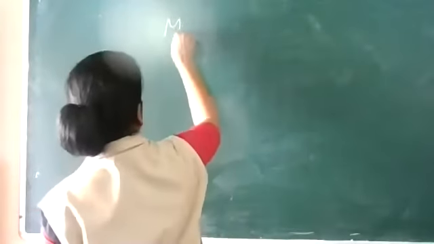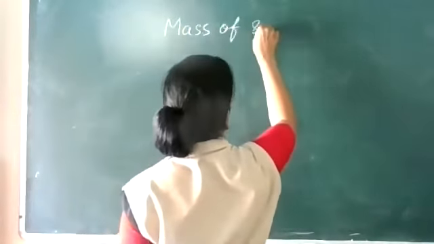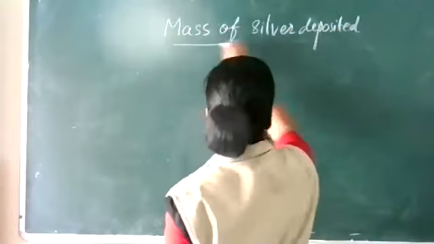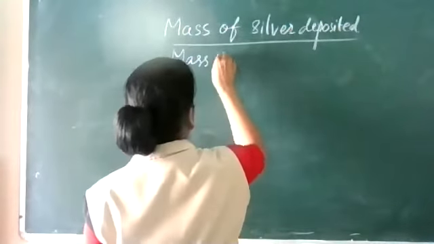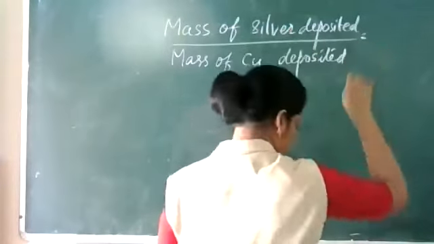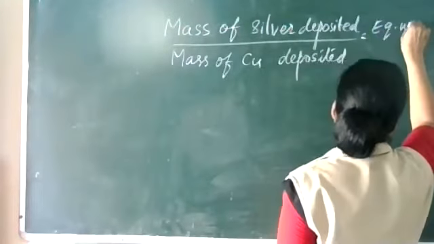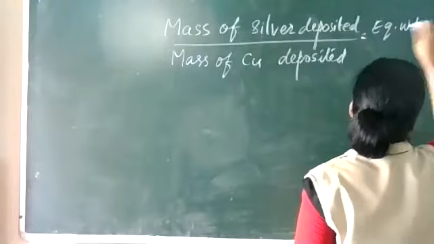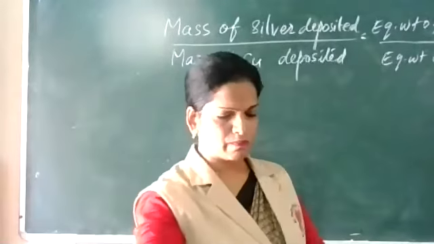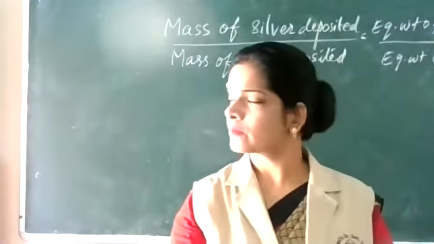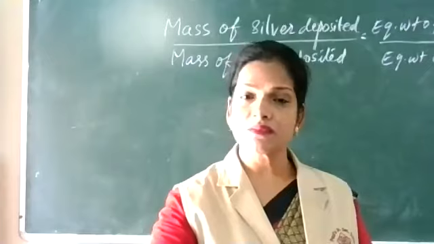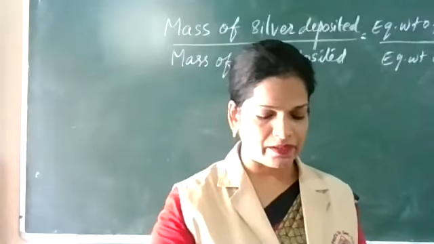For example, mass of silver deposited divided by mass of copper deposited equals equivalent weight of silver divided by equivalent weight of copper. Faraday's laws of electrolysis are not included in your calculation. Similar to the first law, what we have done.